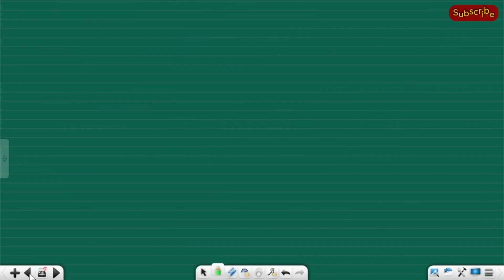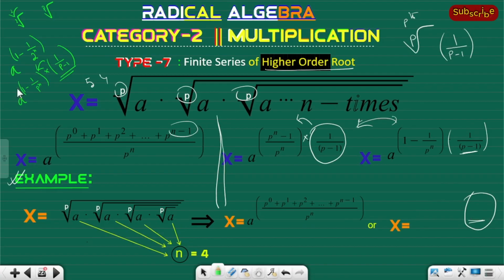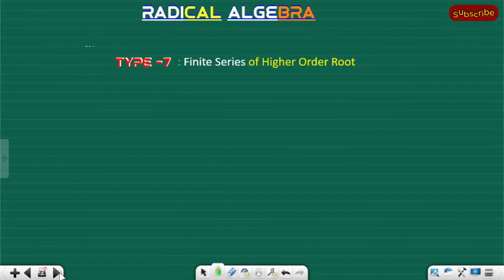And if you find this formula confusing, then you can go by this method. It's the same for square root as well as any root. Either it is a square root, cube root or fourth root, this method remains the same. Let's see some examples.